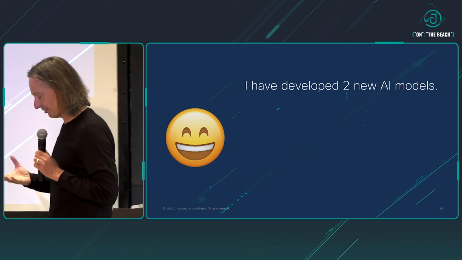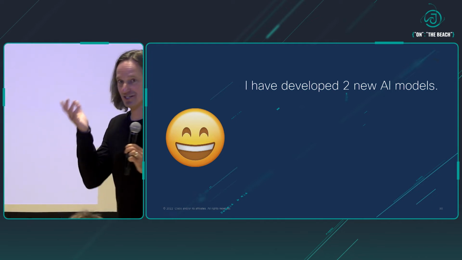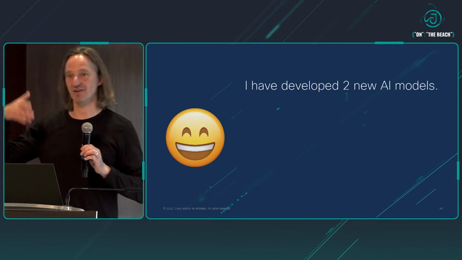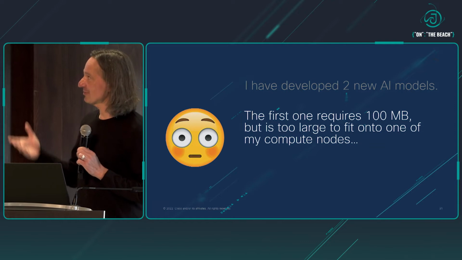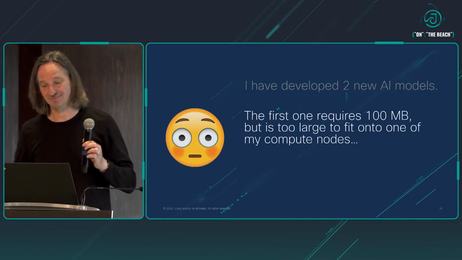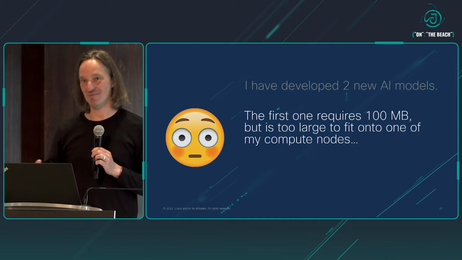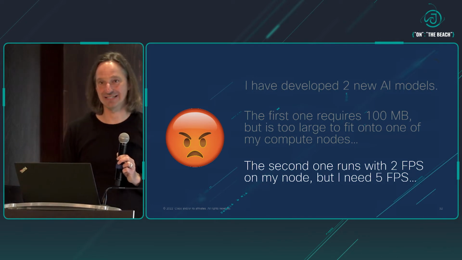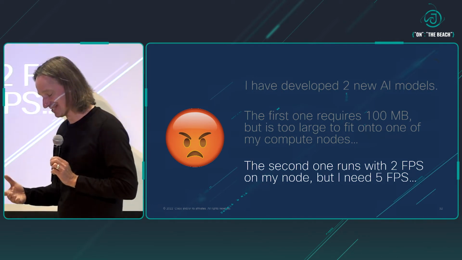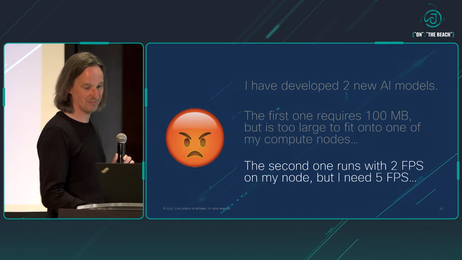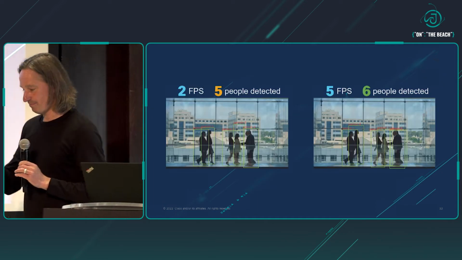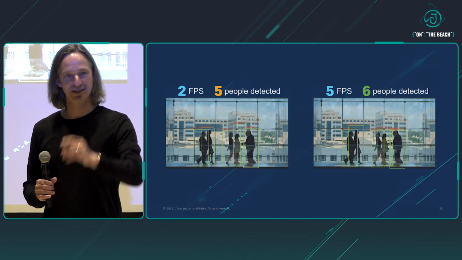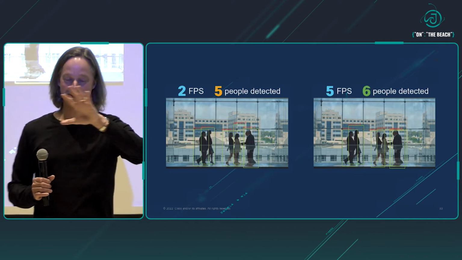So let's say I'm a happy developer. I created an AI model, and I actually created two. So I have my AI models all done. It might be, say, TF-Lite, ONNX, what have you. The first one requires 100 meg, so it's a really beefy AI model. It doesn't fit on my individual compute node. Bummer. And I have the second one, and it fits, but it runs at 2 frames a second, but I need 5. The use case for 5 is people detection at the front door, which is something you might want to do in your coffee shop, or I think you were the burger restaurant, right? Correct.